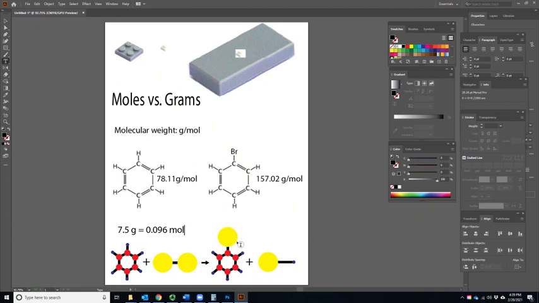But because this weighs more, if I wanted to figure out what the mass of this was, so if the answer to the problem is in moles, that's the answer. But if the answer is in grams, you need to now convert this into grams. And so to do that, I would times it by this new larger molecular weight for the molecule with a bromine attached. And so when I do that, even though I still have 0.096 moles, it's going to equal a much higher number.